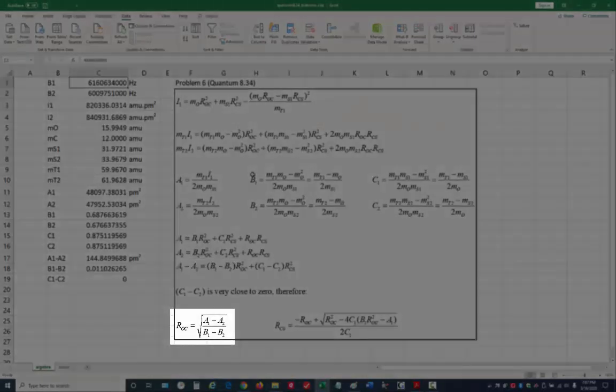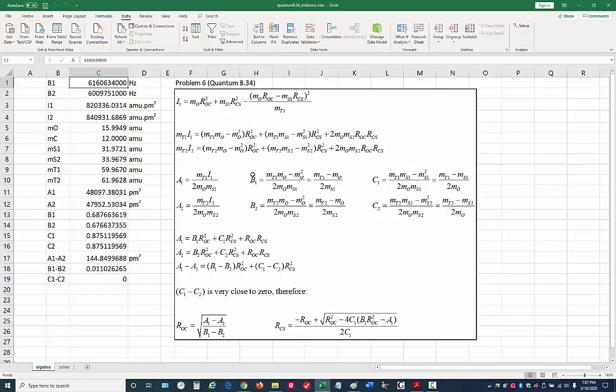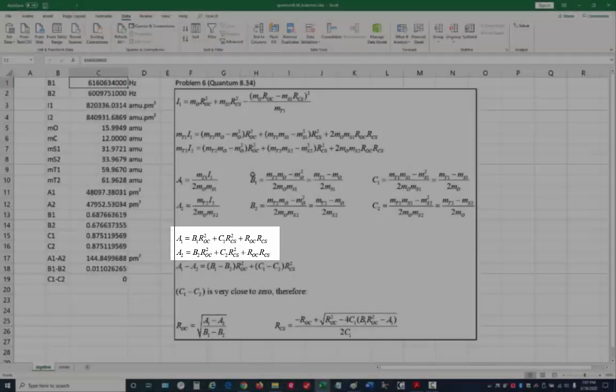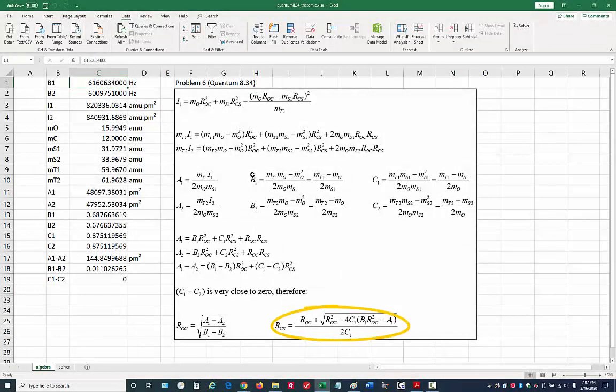And here we see what ROC is equal to in terms of A1, A2, B1, and B2. So that's now a known result because we know these numbers. Having solved for ROC, then we have to go back to either of these two equations, plug it in, and we have a quadratic equation for RCS. And we'd have to use the quadratic formula, which I'm showing here.